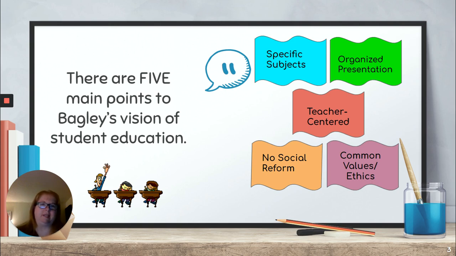So Bagley specifically, these are his 5 main points when it comes to student education. As I already said, he believed in these specific, what he called essential subjects, things like math, English, science, and history. And not only were you supposed to learn those specific subjects, but you needed to learn them in an organized way. You shouldn't just learn whatever you felt like you wanted to learn about history, for example. There needed to be a progression. And he believed that the order in which you presented this information made the difference in how well you learned it, how well you retained it, and what it meant for you going forward.